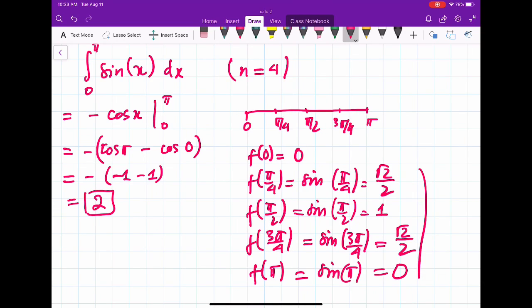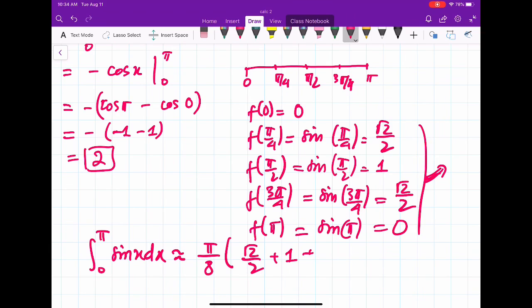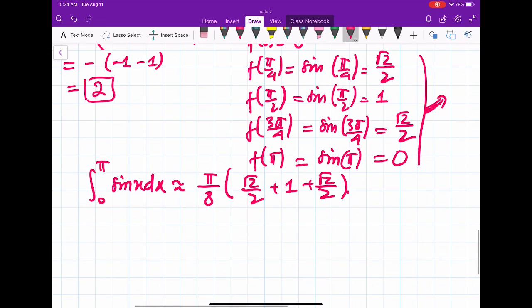So again, you plug all these values into the formula, and you get approximately the integral from 0 to pi of sine x dx. Here b minus a over 2n is pi over 2n, which is delta x, and then you have square root of 2 over 2 plus 1 plus square root of 2 over 2, and that is pi over 8 times square root of 2 plus 1. So that's how we can use the trapezoid rule for such an integral. All right.